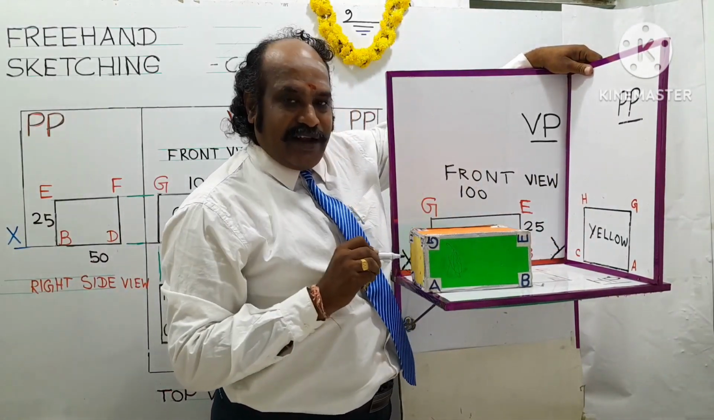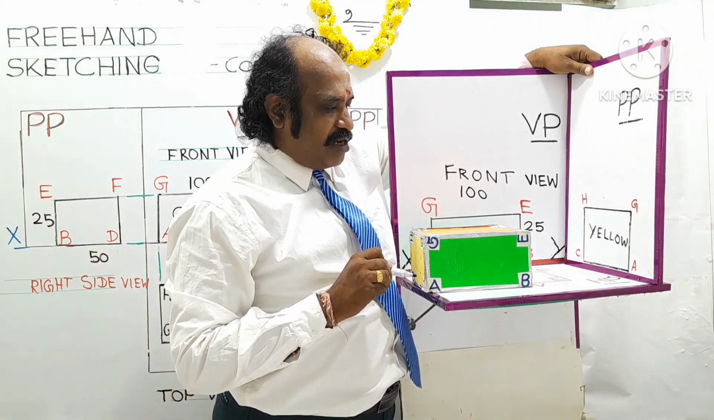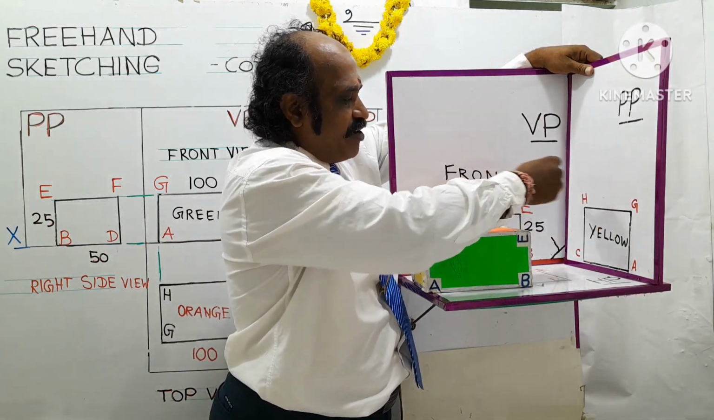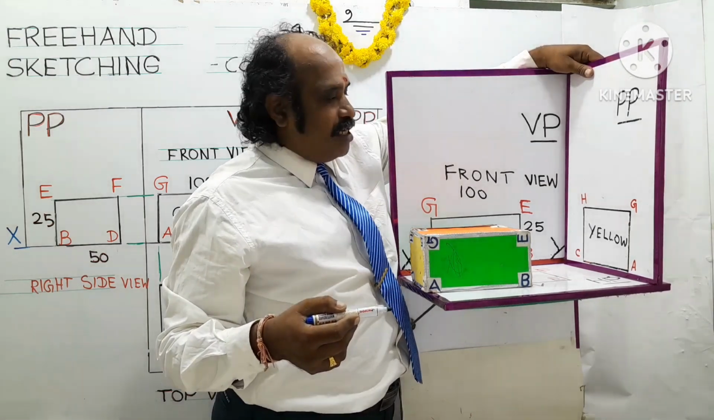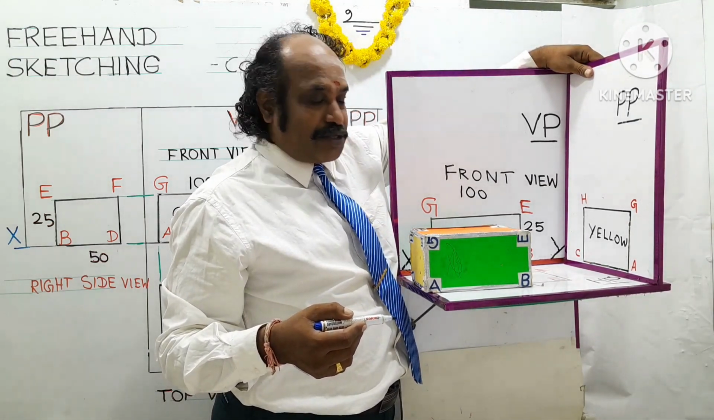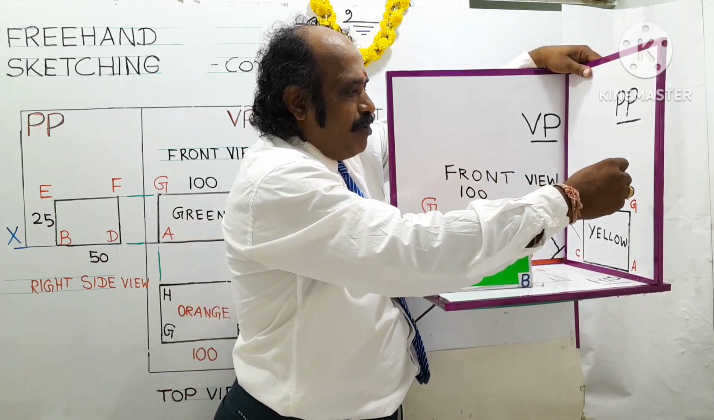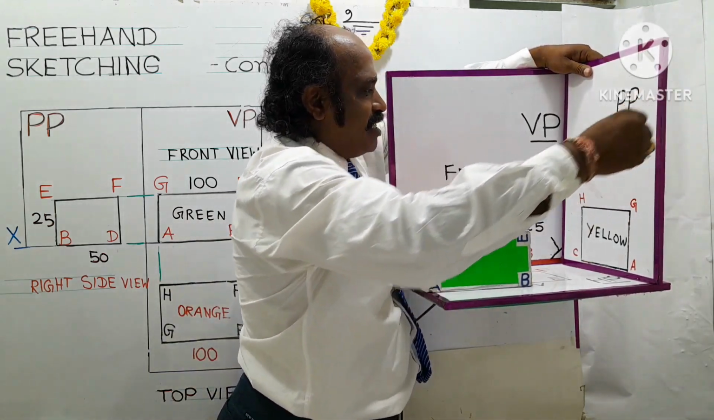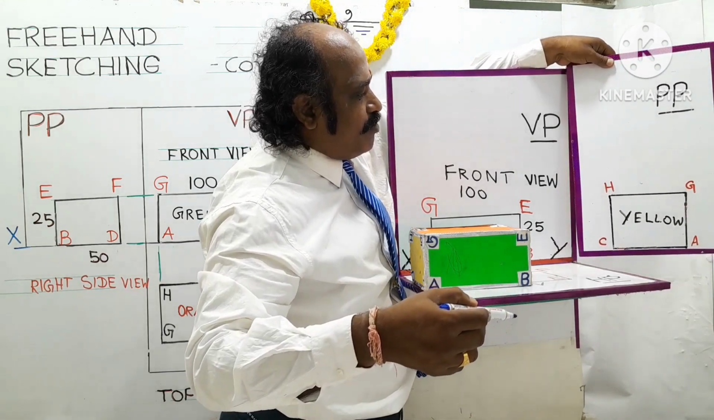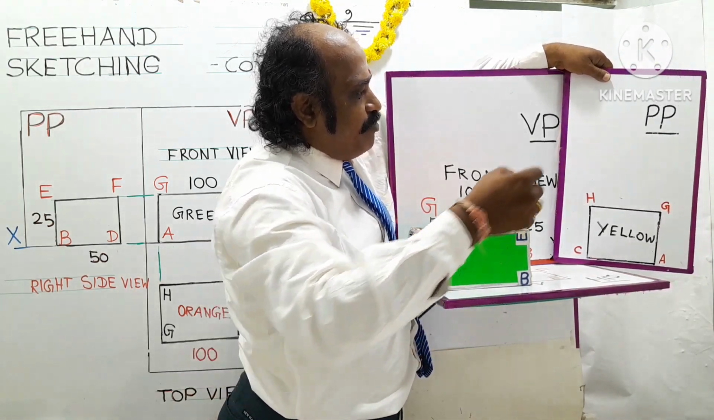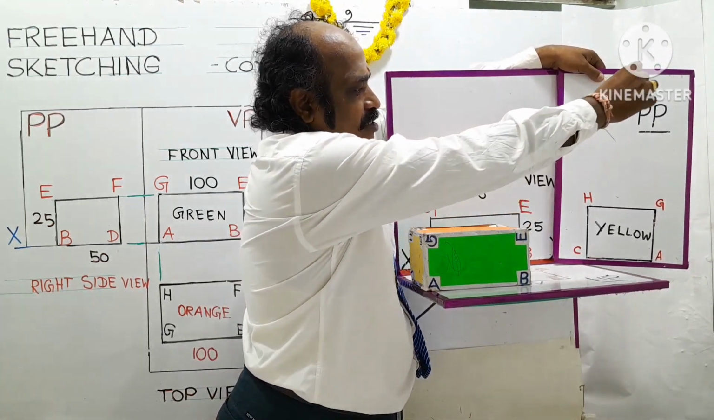This side view is called the left side view. It is projected on the right side of the front view. After projecting, as per the concept of orthographic projection followed in freehand sketching, the PP, the profile plane, is to be turned backward. This is the direction of backward. If you turn the profile plane backward, now it becomes in line with the vertical plane.